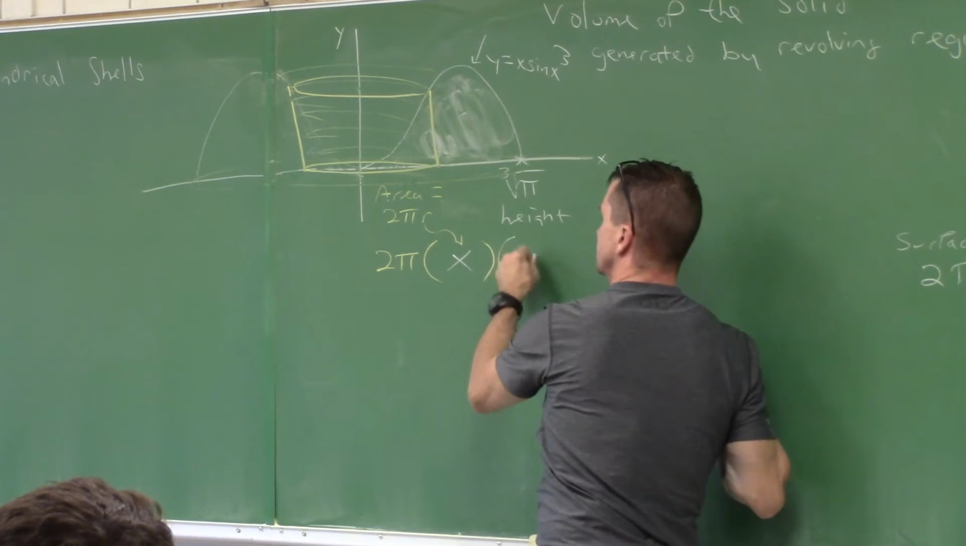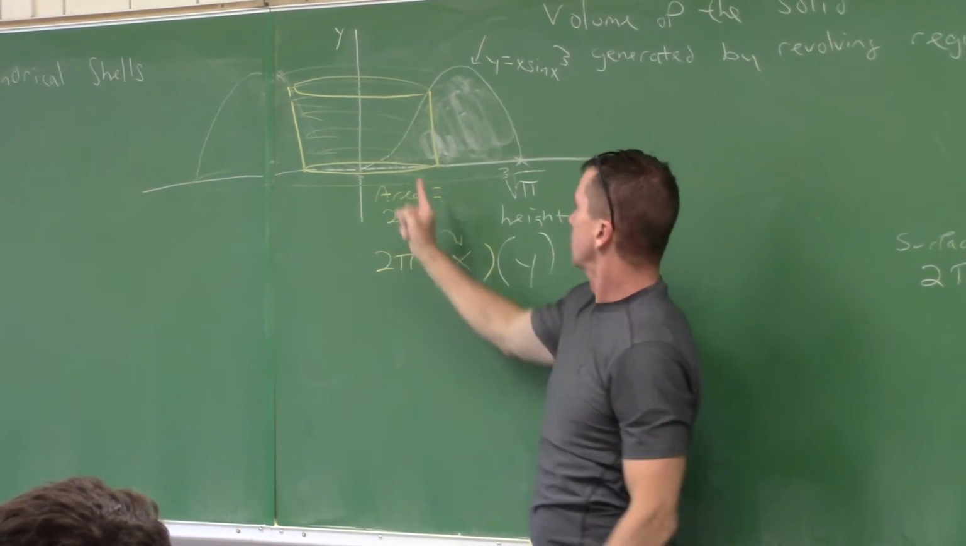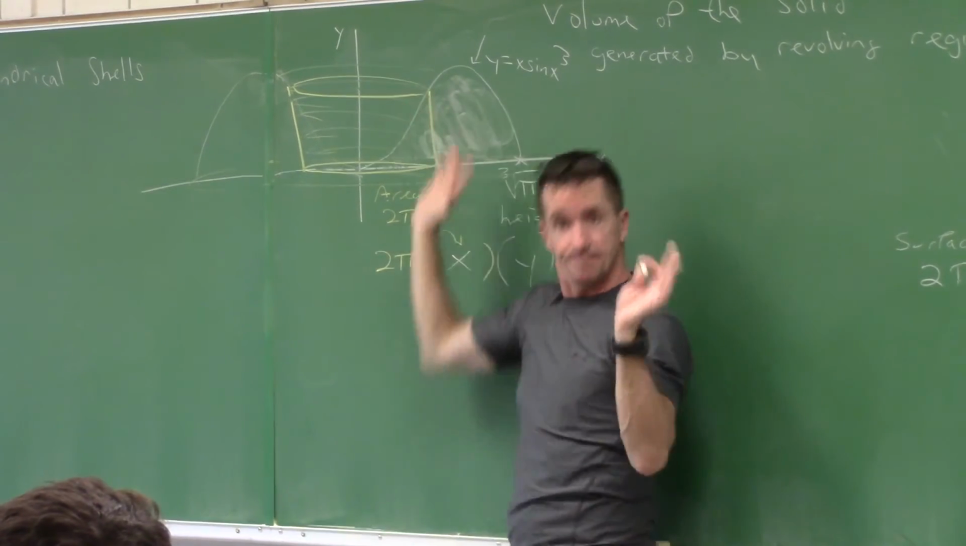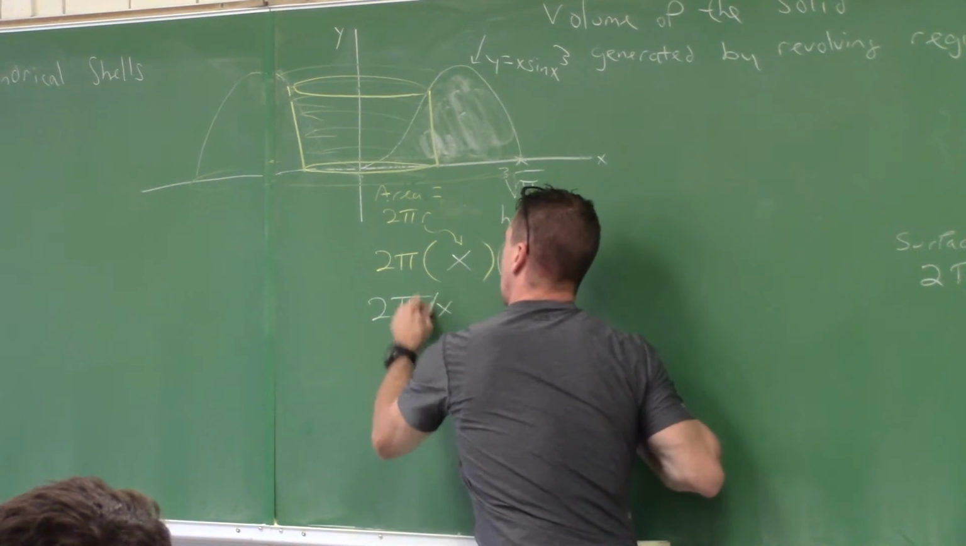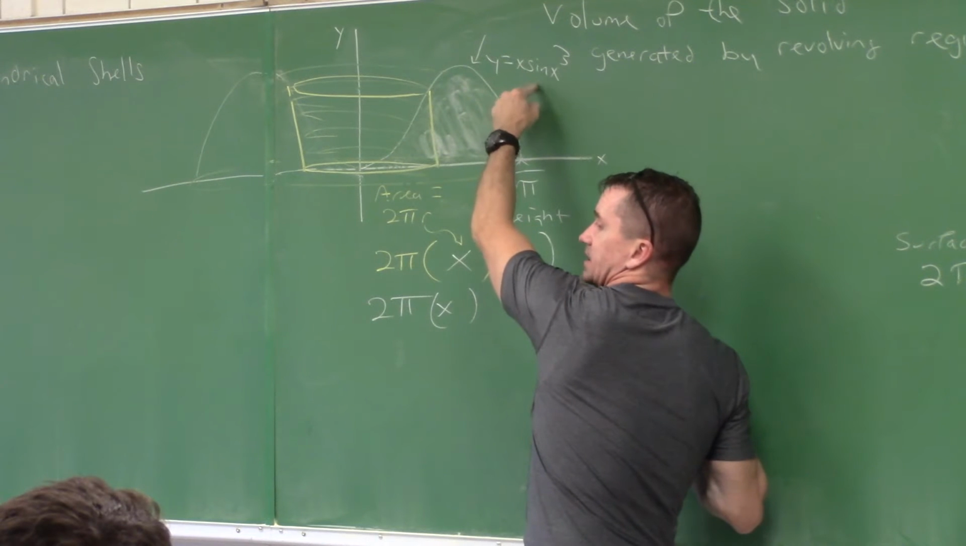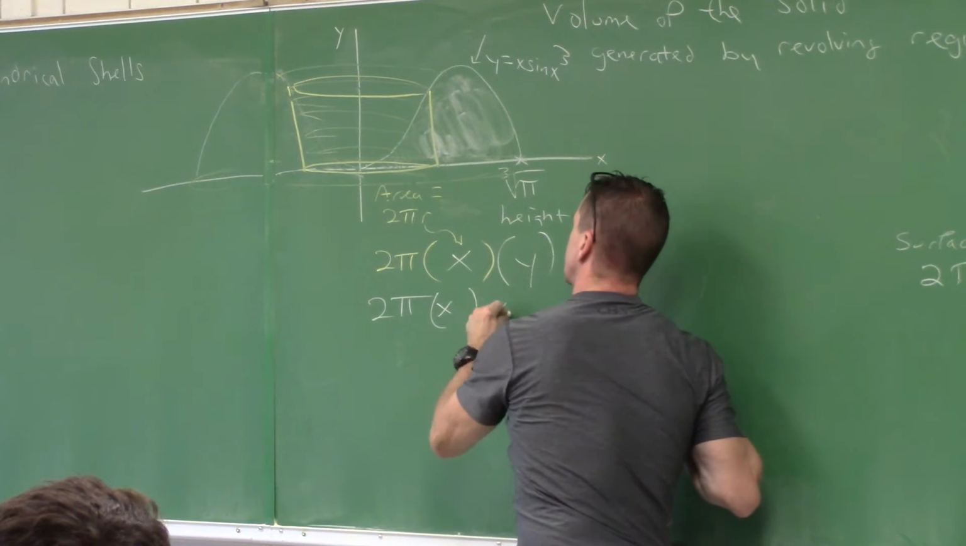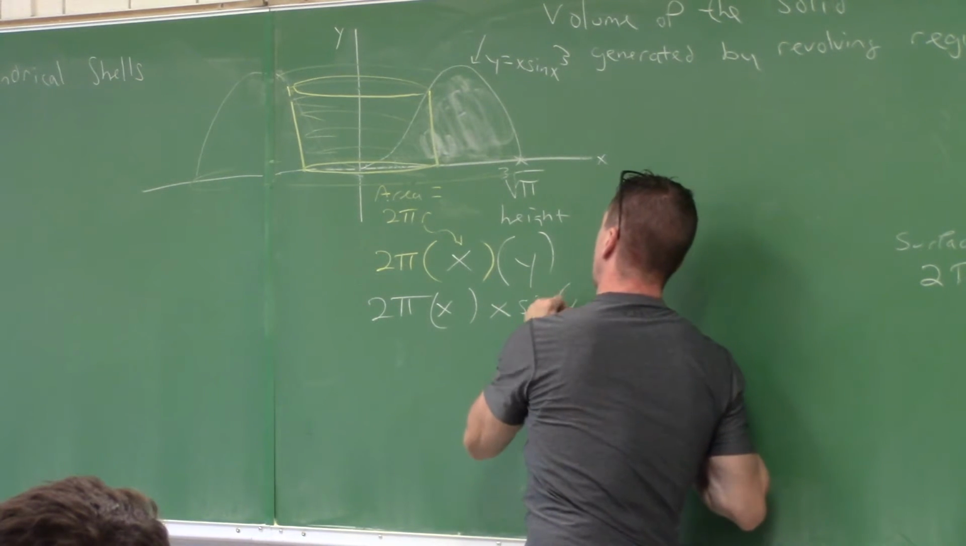I mean, you could start with this. Let's start there. Keep it simple. Radius is x, height is y. Okay, but what can I substitute for the y? 2 pi x, and then this y gets substituted by the equation x times sine of x cubed.